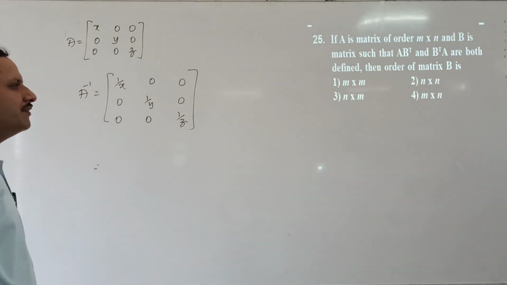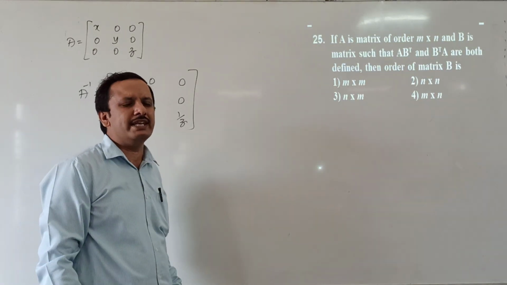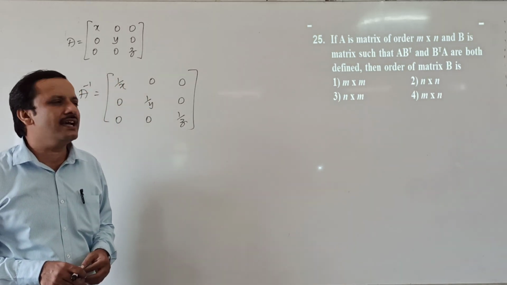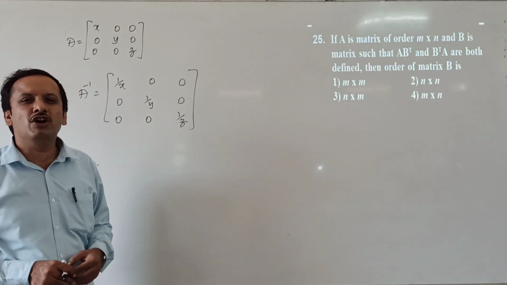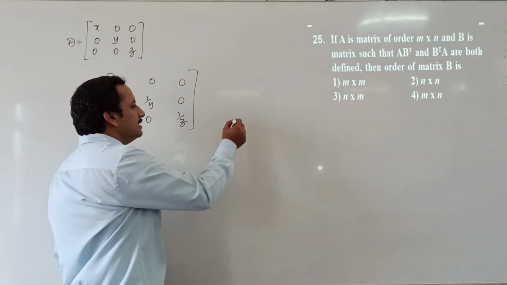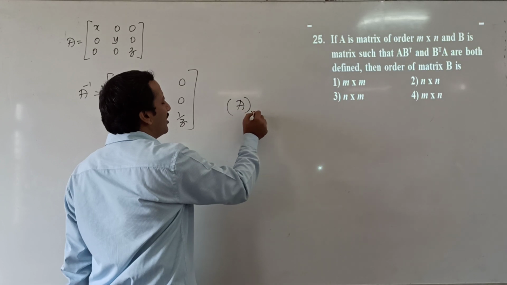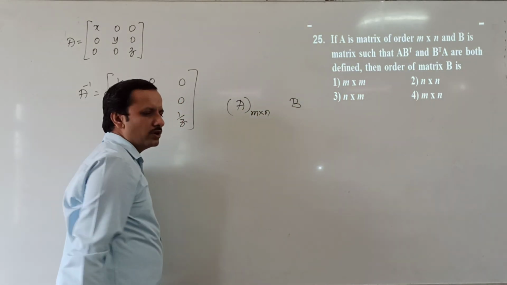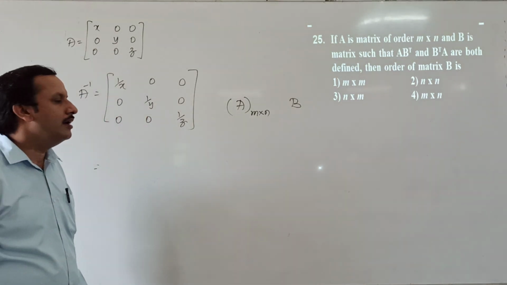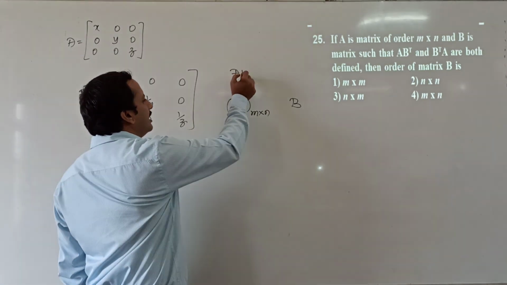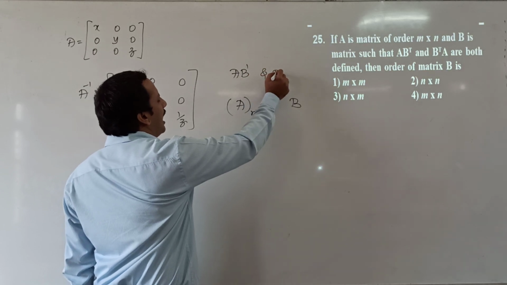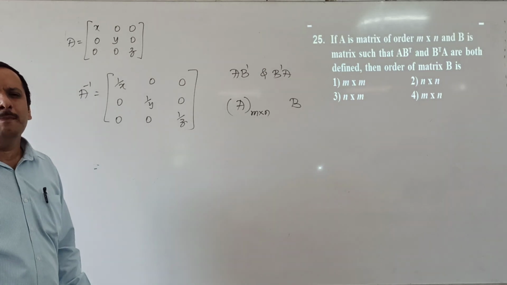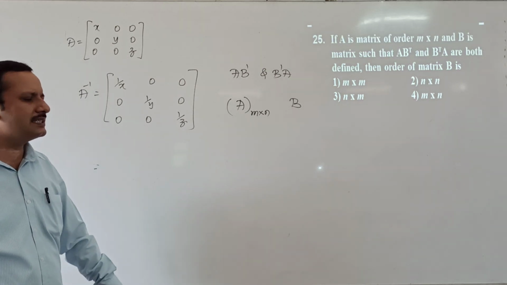25th question. If A is a matrix of order m cross n and B is a matrix such that AB dash and B dash A are both defined, then the order of the matrix B is. See, A is a matrix of order m cross n, they have given. What is the order of B? We don't know, that is what we have to find out. But they have given that AB dash is defined and B dash A is also defined.